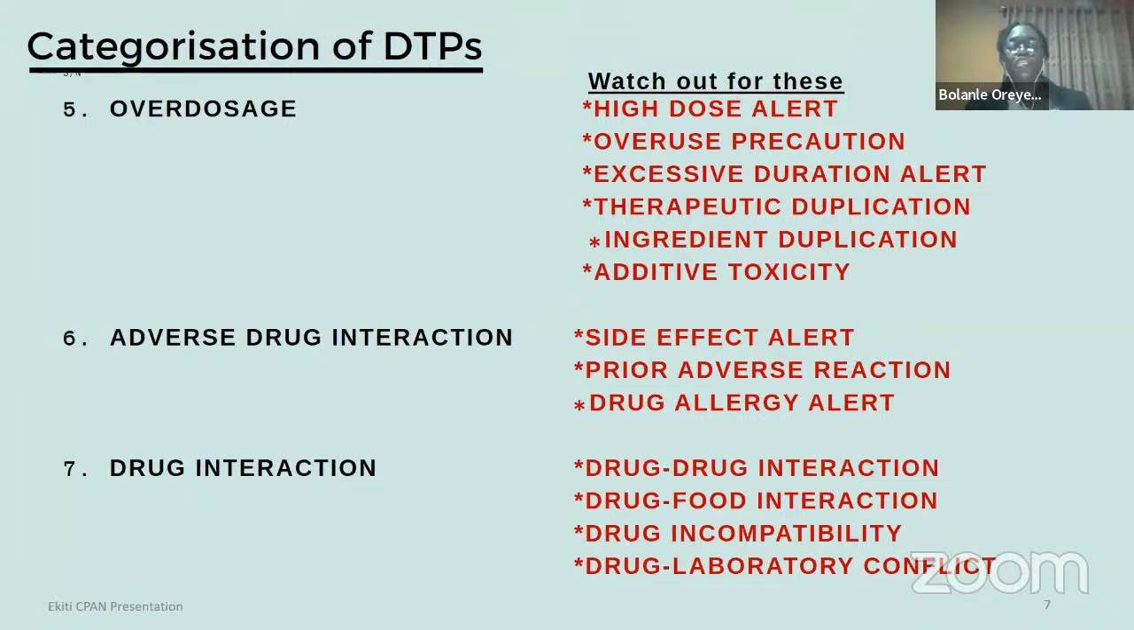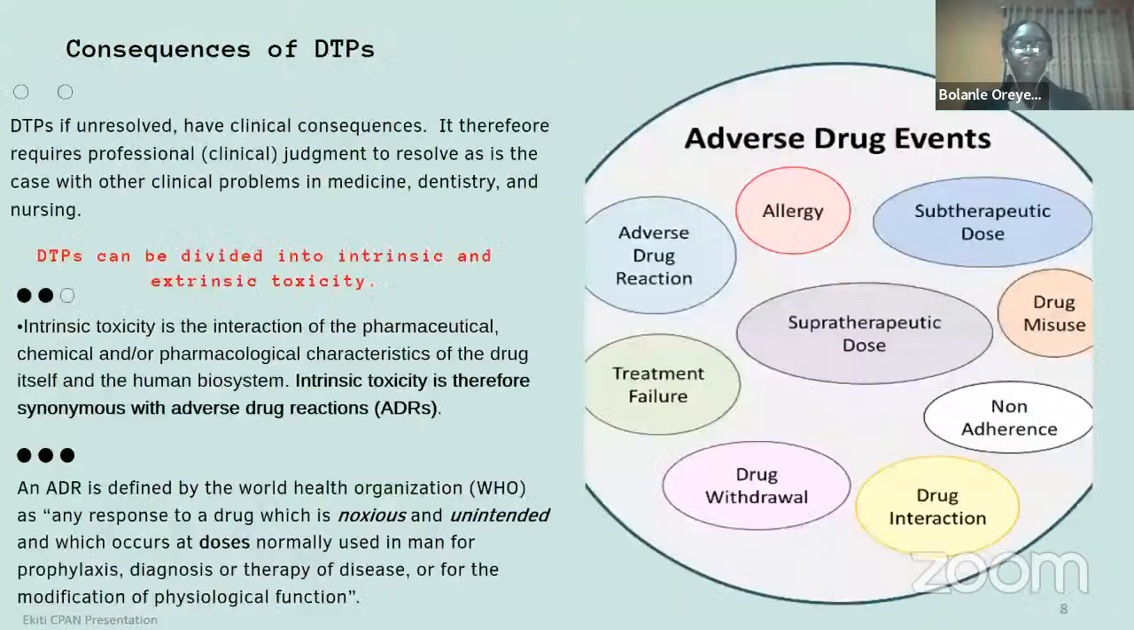Then you have drug interaction, where one drug is interacting with another. We have to be cautious. We also have to be cautious with drug-food interaction. We have to be conscious of drug incompatibilities and also drug laboratory conflicts.